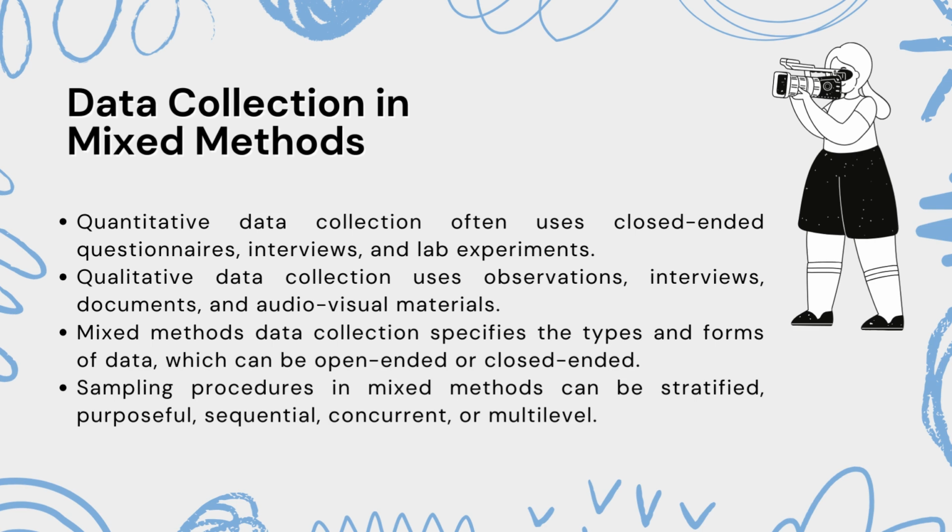Qualitative data uses methods like observation, interviews, documents, and audio-visual materials. When planning your data collection, you will need to specify the types and forms of data you will gather, whether they are open-ended or closed-ended. Also remember that sampling procedures in mixed methods can vary. You might use stratified, purposeful, sequential, concurrent, or multi-level sampling strategies.